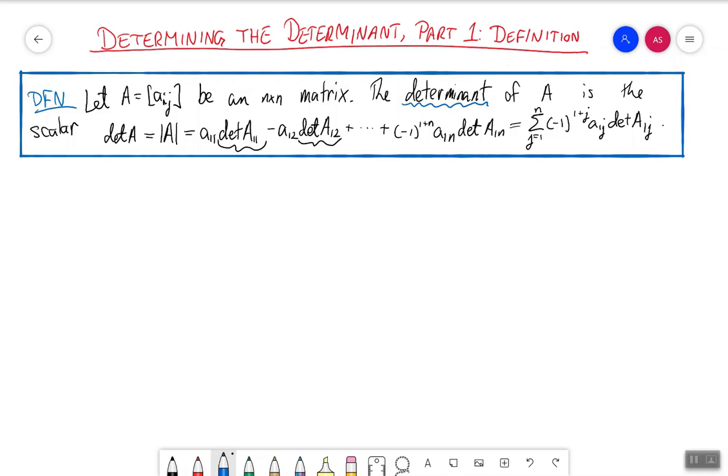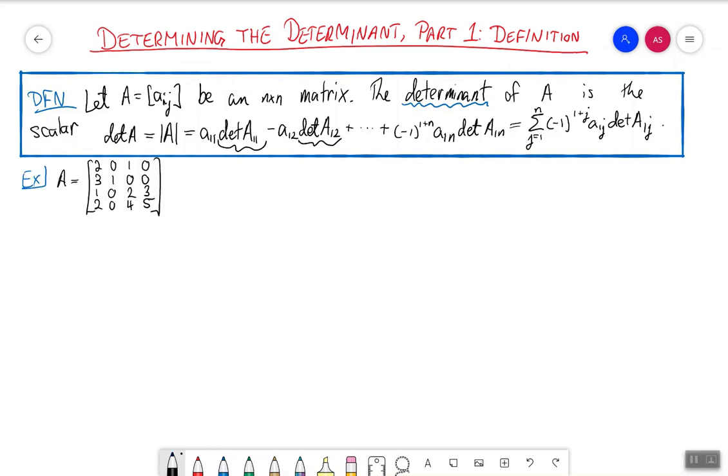I want you to notice in particular that the definition of determinant is recursive. So in order to define what the determinant is of a 4 by 4 matrix, you need to know what the determinant of a 3 by 3 matrix is. And in order to define what the determinant of a 3 by 3 matrix is, you need to know what the determinant of a 2 by 2 matrix is. And there we can stop because we know what the determinant of a 2 by 2 matrix is because we've already defined that explicitly. So let's look at an example.